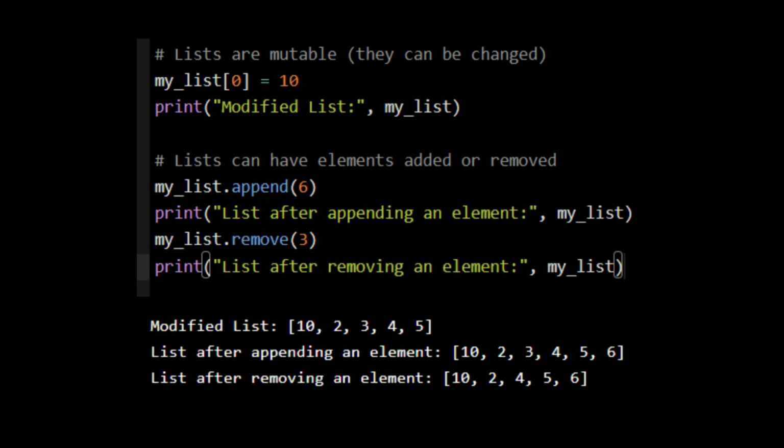Since lists are mutable, we can also add or remove elements easily. So here we appended the number 6 to the list and removed the number 3. With tuples, adding or removing elements is not possible.